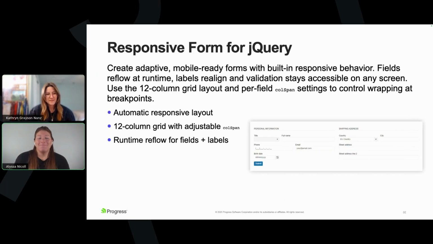Responsive forms for jQuery. This update brings responsive capabilities to the jQuery form component. The layout adapts at runtime so fields reflow cleanly, labels stay aligned, and validation remains accessible across your different screen sizes. You can control wrapping with a 12-column grid and per-field column span setting, giving you a lot of flexibility, honestly, for mobile-ready forms. So check it out.